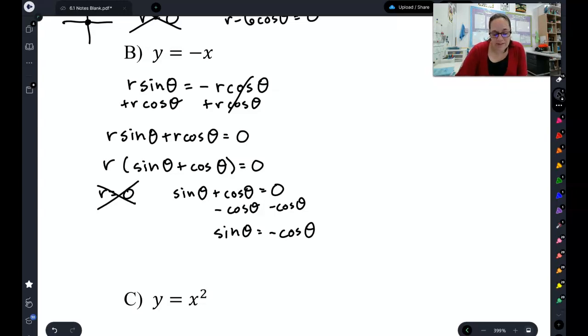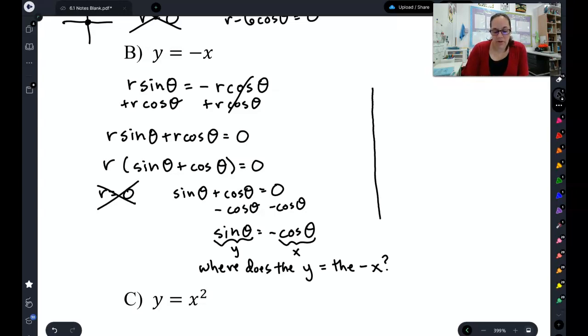So if we think about this as the unit circle, we know that sine of theta is our y value, and cosine of theta is our x value for unit circle. So think, where on the unit circle does the y value equal the negative of the x value.